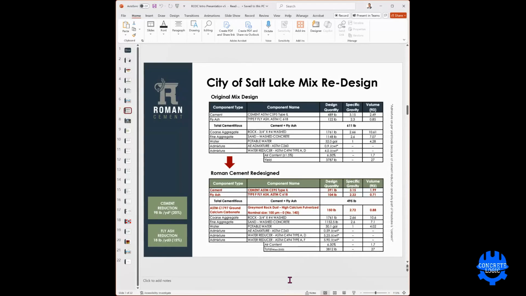And there are 3 slabs. Ours is in the middle, so it takes the biggest brunt of where the buses sit. And then there's the outer ones, which are just the regular mixes. The original mix, this is a Salt Lake City specified prescriptive mix.